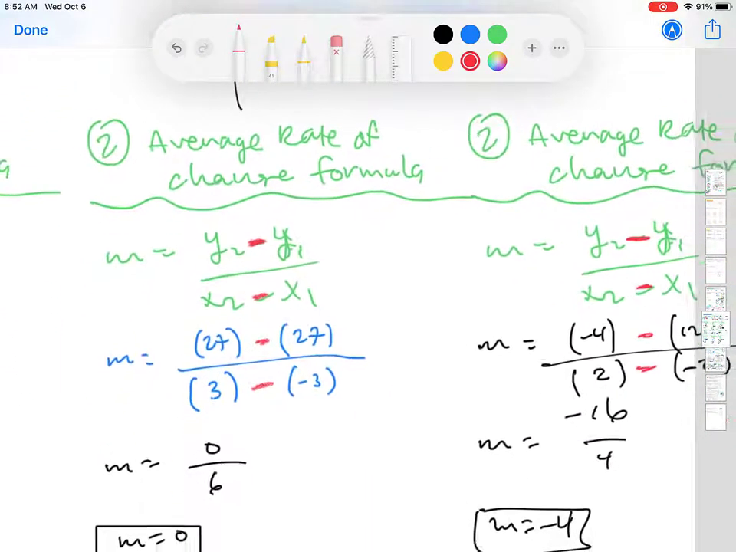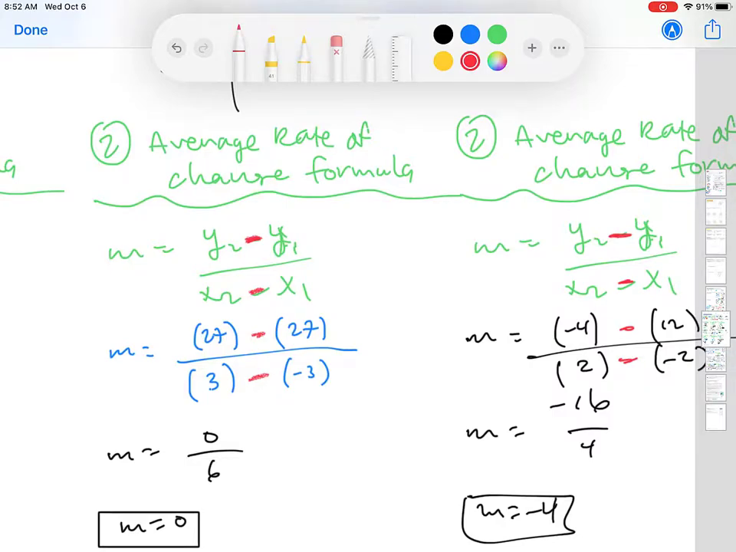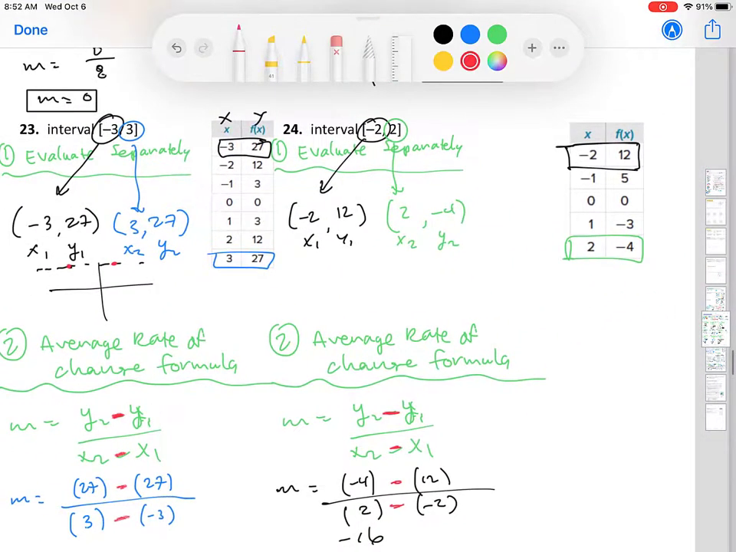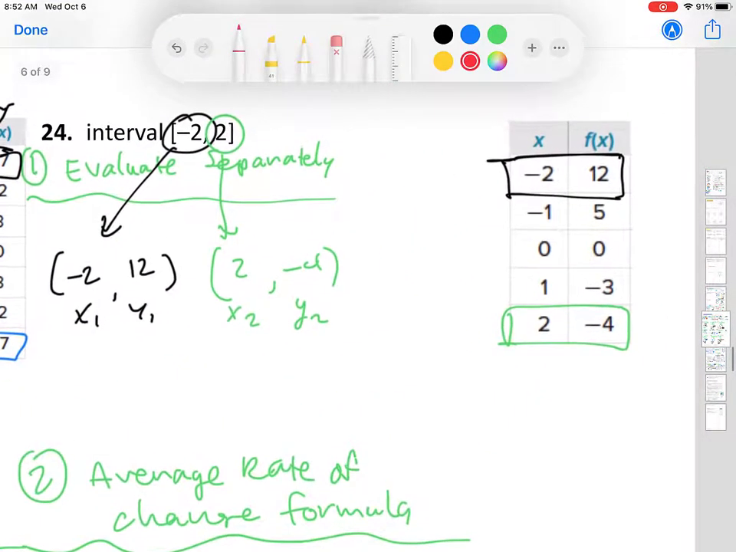Write down your formula, highlight your subtraction sign, substitute it in there, and simplify, and you get a slope of 0. M equals 0, box your answers. And question number 24, same thing, separate them, black, green, negative 2, and 2. Look those on your table of values, negative 2, 12, and 2, negative 4.